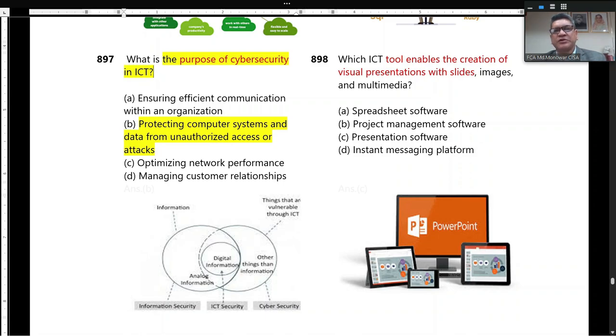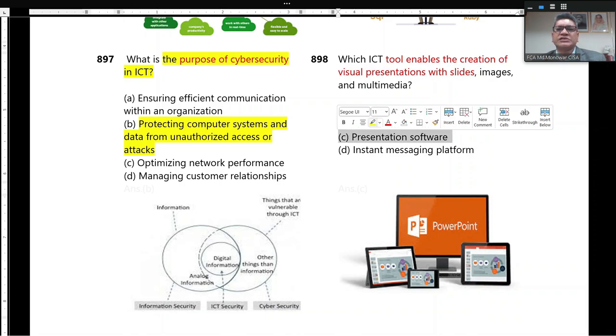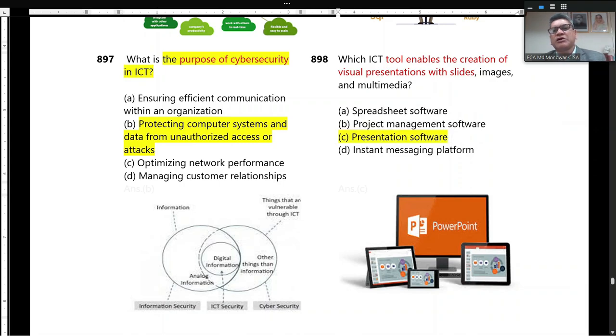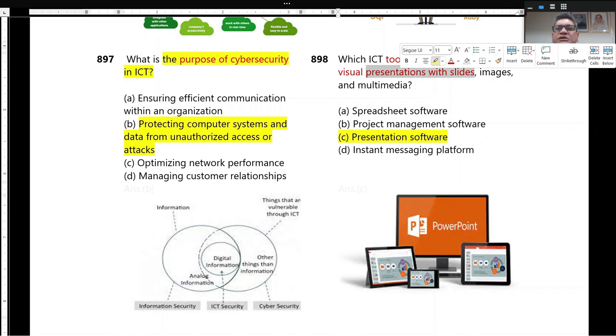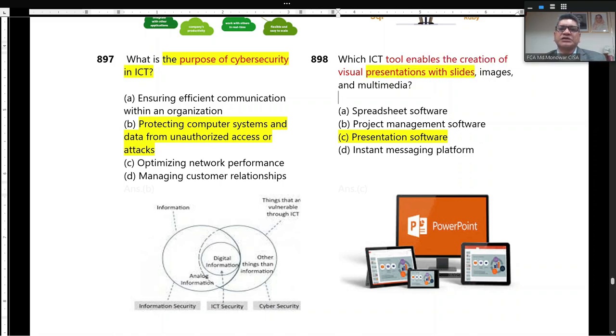Amra jani je PowerPoint presentation software. So this is basically known as PowerPoint je royeche Microsoft e, seta amra presentation hisebe byabohar kori, slide toiri kori ebong ei tools dara amra presentation kore. So here answer is C, presentation software.